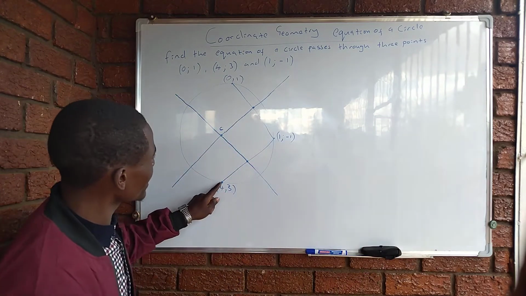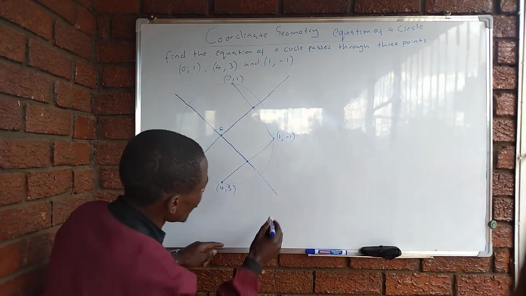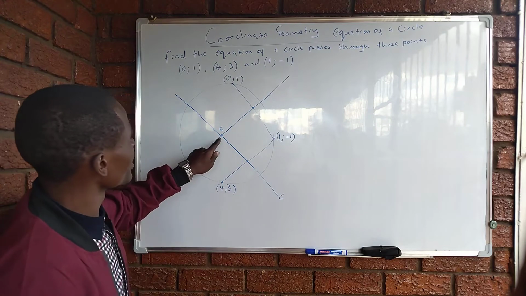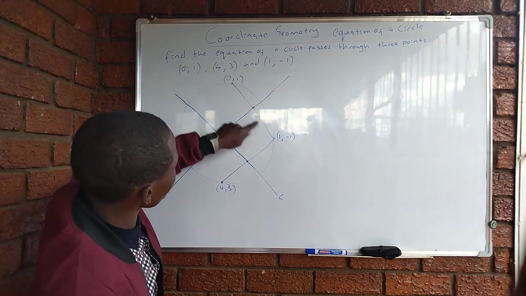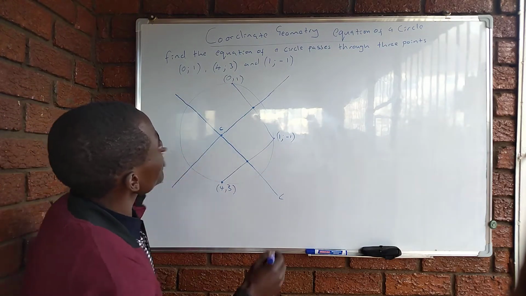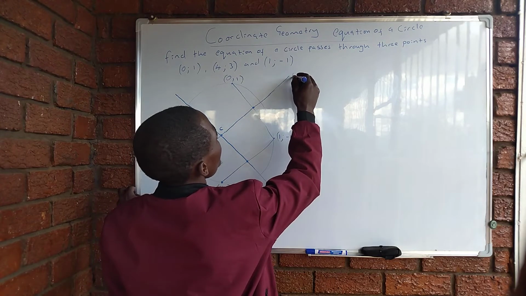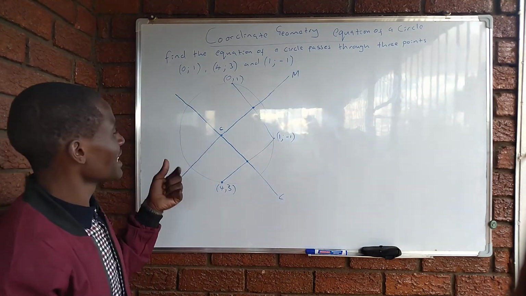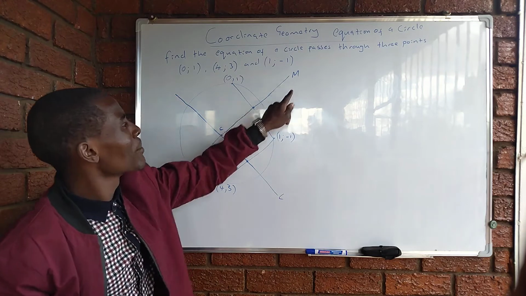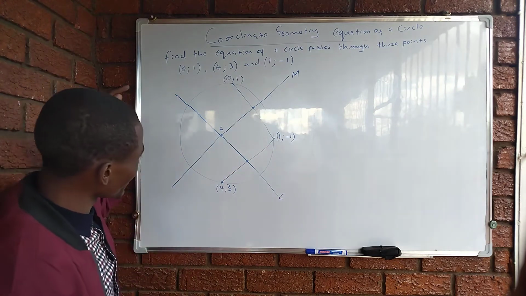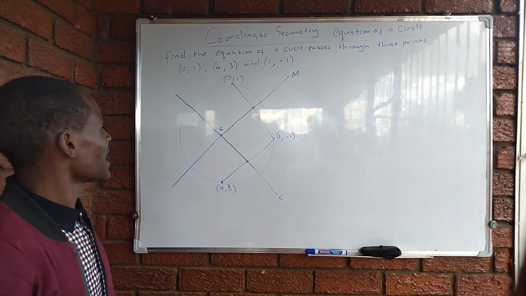Now, if you bisect this chord, this line, let's say L, passes through the center. And if you bisect this other chord, this line, let's say M, passes through the center. So when line L and line M both pass through the center, it means they intersect at the center.